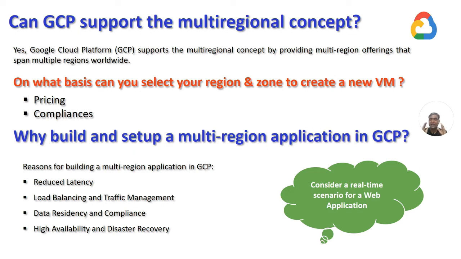By building and setting up a real-time collaboration application in a multi-region architecture in GCP, you can provide users with low latency, high availability, compliance adherence, global scalability and robust disaster recovery capabilities. This ensures a seamless and reliable real-time collaboration experience for users across different regions. Guys, I hope now you understand the zone, regions and multi-region concept in Google Cloud Platform. Thank you guys.